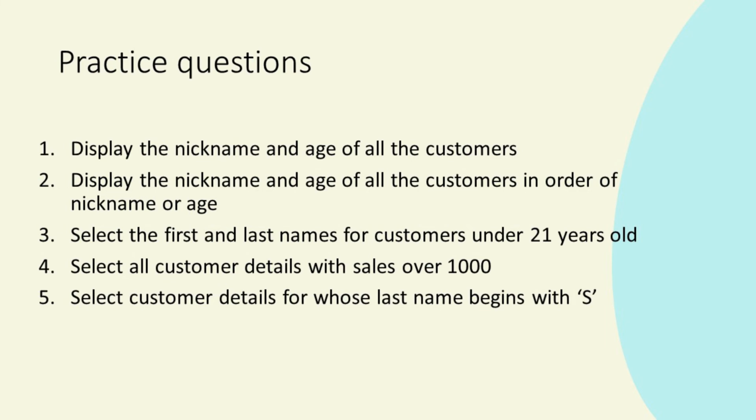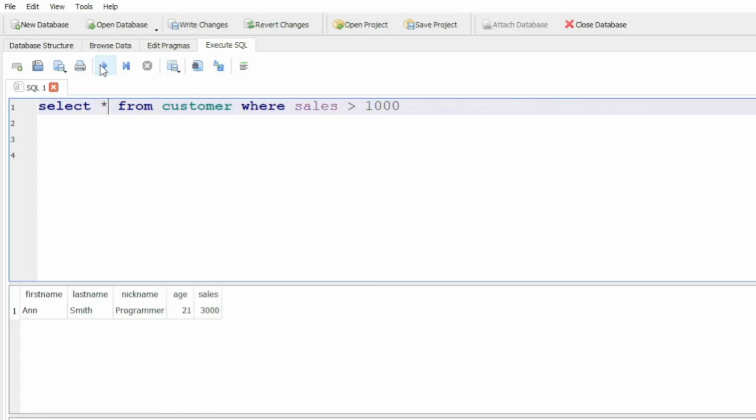Finally, select customer details whose last name begins with S. So we want to look for our customers, and we want to see our last name, and find last names beginning with S. So we can use where last name like, and then in quotes we're going to use S, and then the wildcard, which is the percentage sign. Finish off the quotes, and we can run that, and you can see we found our 2 rows beginning with S. So there's the answers to our practice exercises.